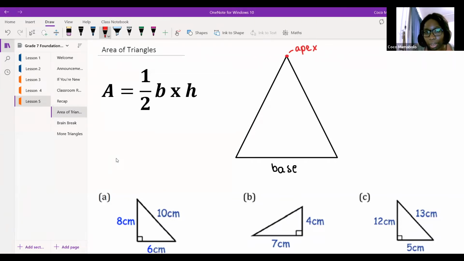This top part of my triangle is called an apex. I'm going to ask you again, tell me in the chat, what is this top part of my triangle called? Tell me in the chat, everyone. What is that top part of my triangle called?